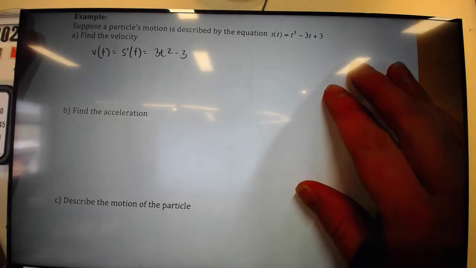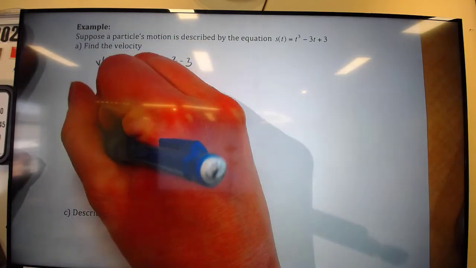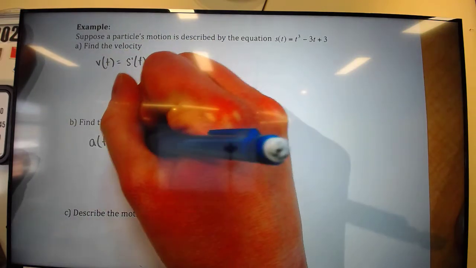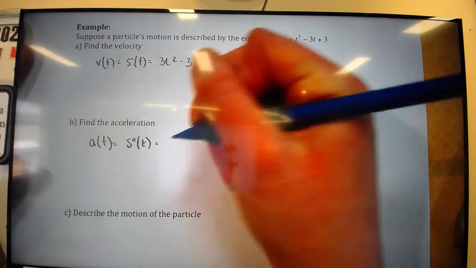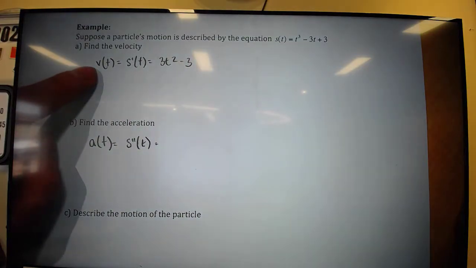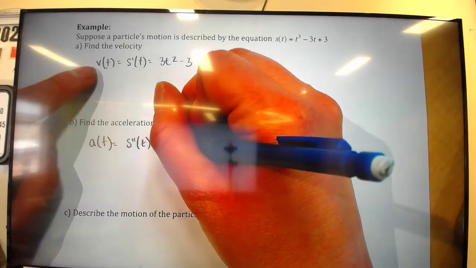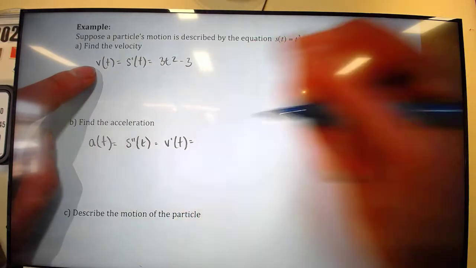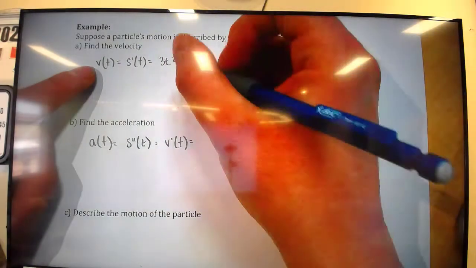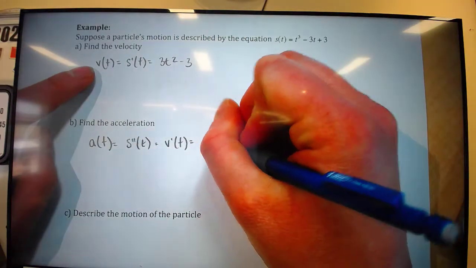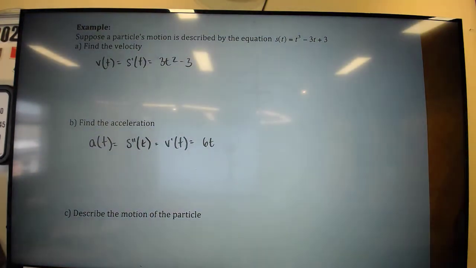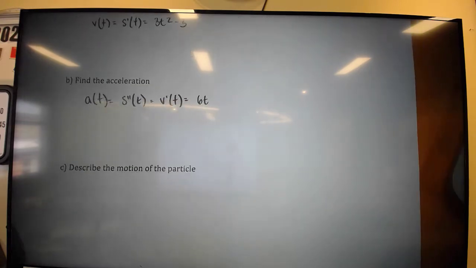If we want to find the acceleration, we're doing s double prime, or we could do the derivative of this one, which is essentially what we're doing, right? But we could also write it as v prime. So the 2 is going to come down, we're going to have 6t, and then minus 3 obviously cancels, so our acceleration is 6 times whatever the time is, okay? If we describe the motion of the particle, we're going to kind of do that graphically.